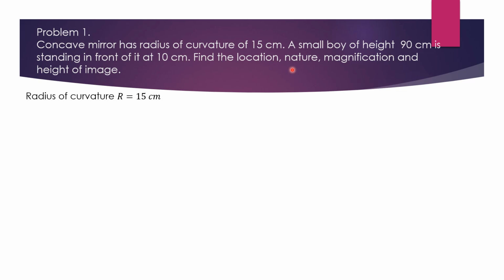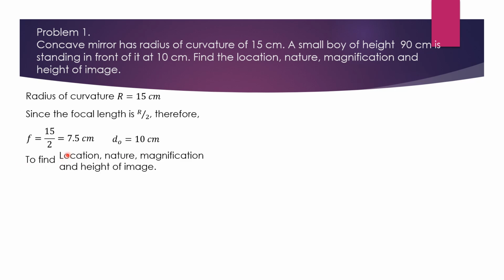We have a concave mirror with radius given as 15 centimeter. Since the radius is the radius of the spherical mirror, half of the radius is the focal length. We need the focal length for the location of the image. So we find the focal length first. Since focal length is r by 2, therefore f is equal to 15 by 2, which is equal to 7.5 centimeter. And the distance of the object is 10 centimeter.